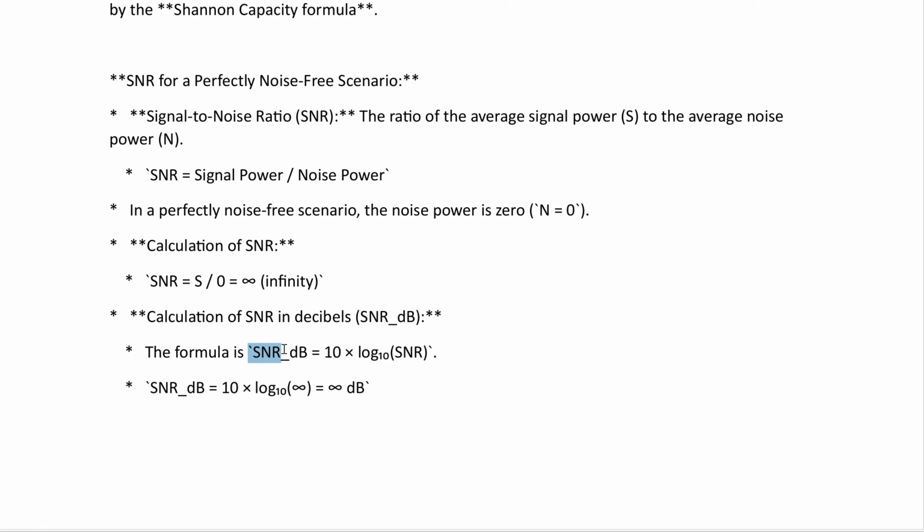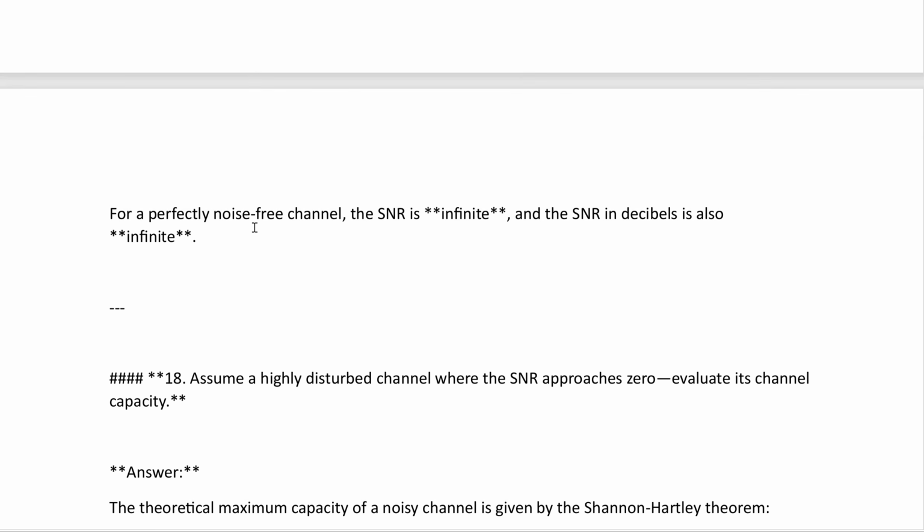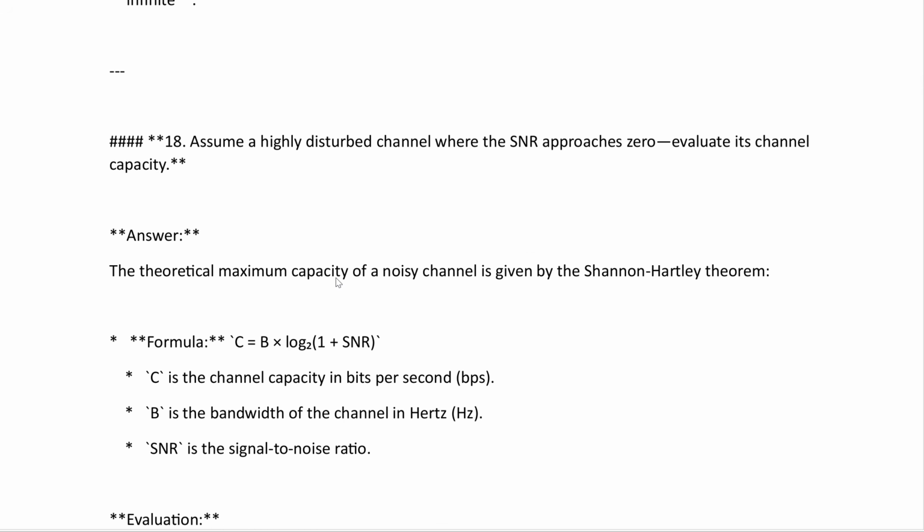We can also calculate the signal to noise ratio in decibels. For that, we have a formula: signal to noise ratio in decibel is given by 10 times log 10 of the signal to noise ratio. So this is the formula for signal to noise ratio in decibel. Because signal to noise ratio in a noise-free channel is infinity, we substitute infinity here, and log 10 of infinity is infinity. So signal to noise ratio in decibel is infinity decibel for a perfectly noise-free channel. SNR is infinite and SNR in decibel is also infinite.